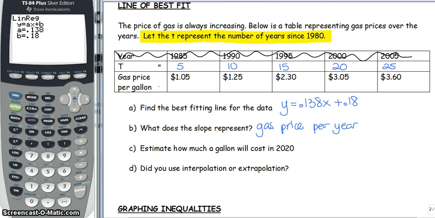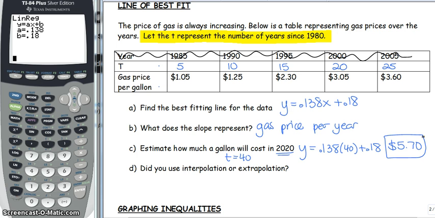Estimate how much a gallon will cost in 2020. Again, we're not going to plug in 2020. 2020 is 40 years after 1980. So we're going to plug in a corresponding value when t is 40. So y is equal to 0.138 times 40 plus 0.18. And when you calculate that, you get about $5.70. So in just a few years, it's estimated that our gas prices are going to be $5.70.